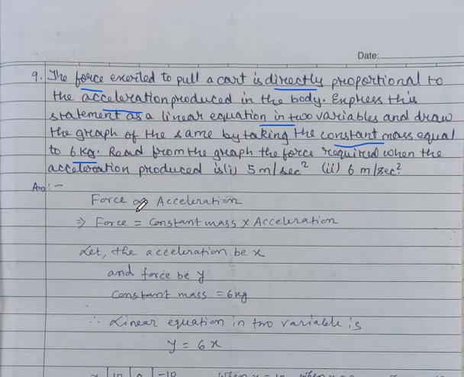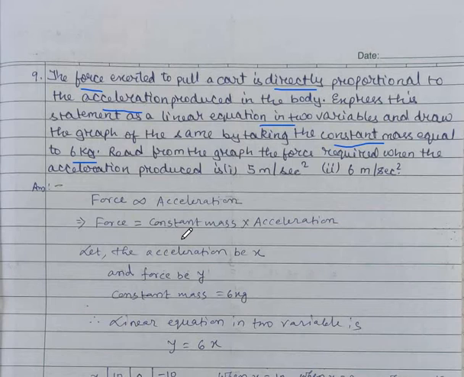Directly proportional means this quantity more means this also will be more, less means this also will be less. That is called directly proportional. So more force, more acceleration, less force, less acceleration. When you remove this symbol and make an equal sign, one constant should come. That constant you can write as a constant mass into acceleration, because they told to use constant mass.